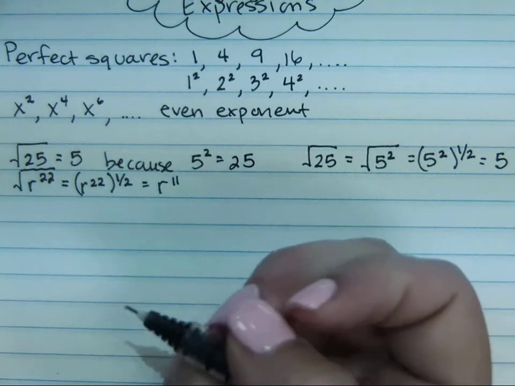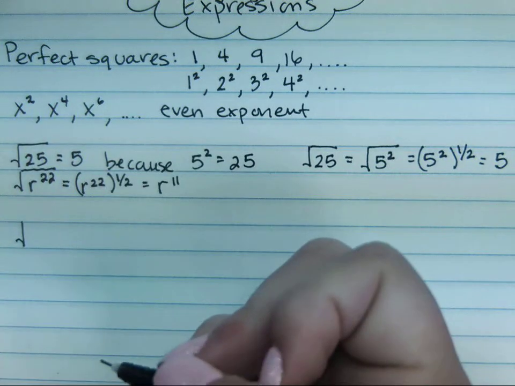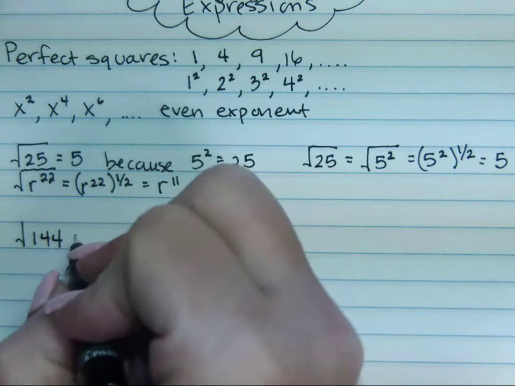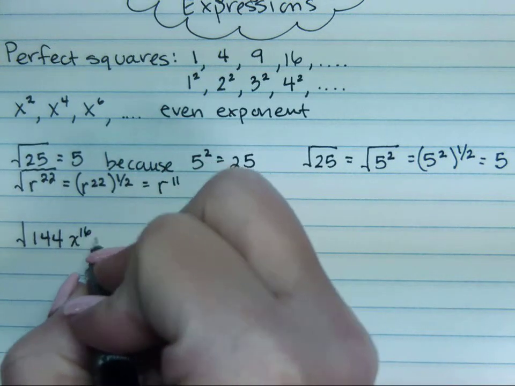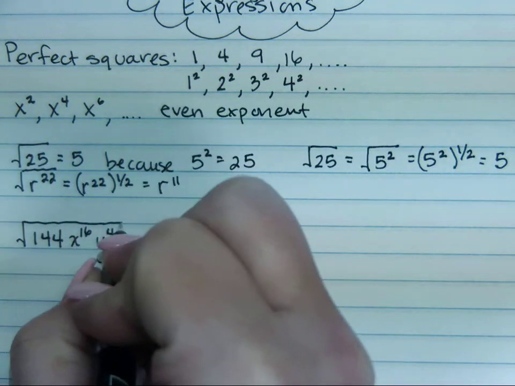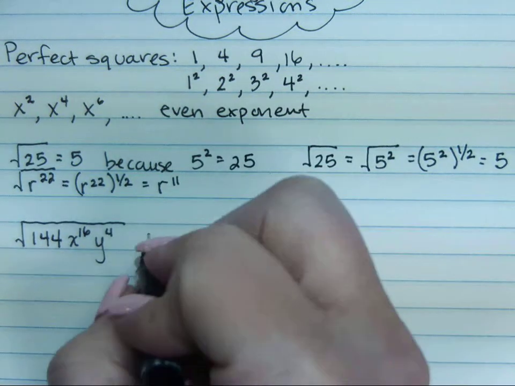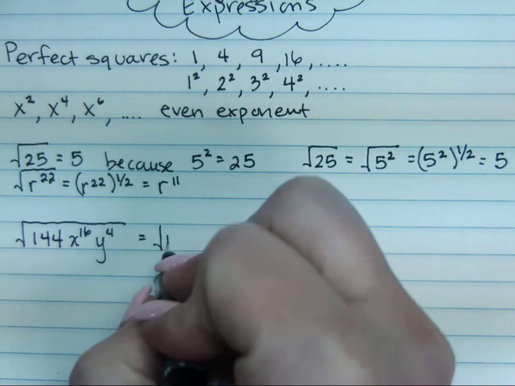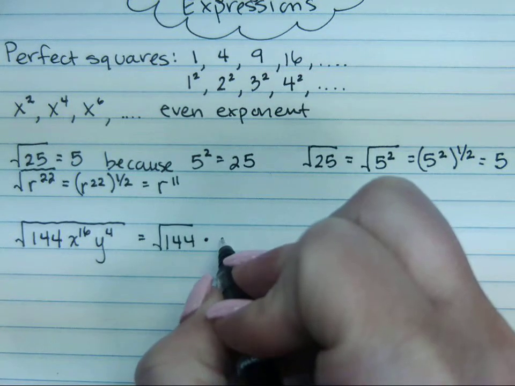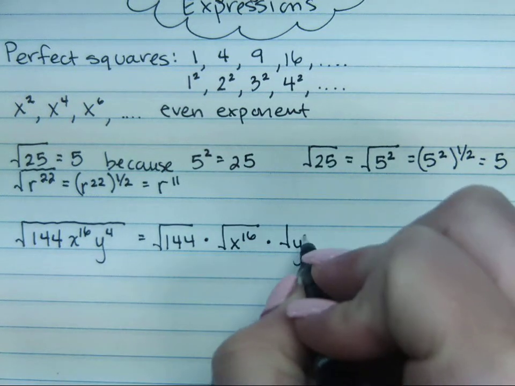So say we put variables and numbers together. Let's do, say, the square root of 144, x to the 16th, y to the 4th. Each one of these is individually underneath the radical. But again, I could think about these as the square root of 144 times the square root of x to the 16th times the square root of y to the 4th.